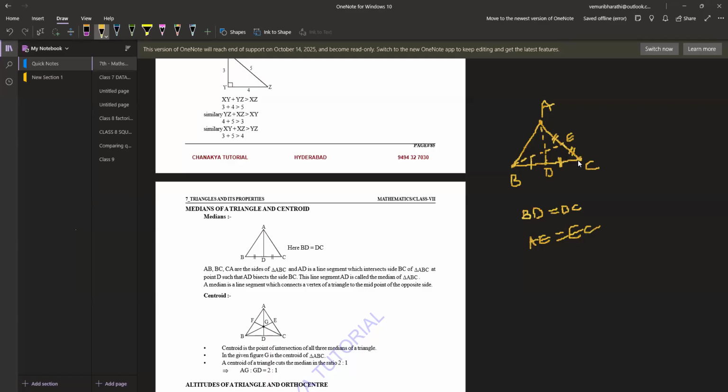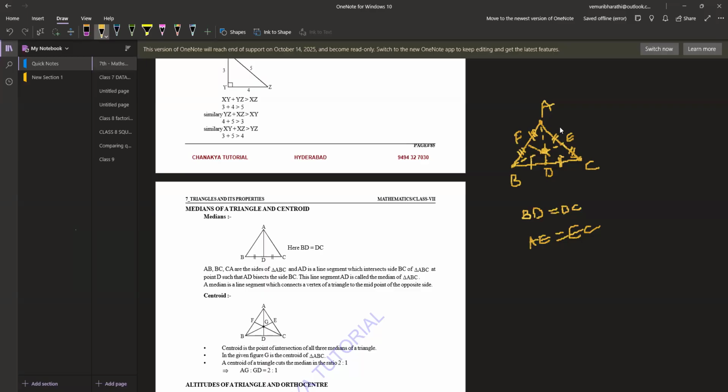Similarly, from vertex C to the opposite side AB, if you take the meeting point as F, BF length is the same as AF length. These three medians meet at a point in a triangle. That point we call what, beta? Anyone from the class? It's very important. A centroid. Wonderful. The medians' meeting point is the centroid.